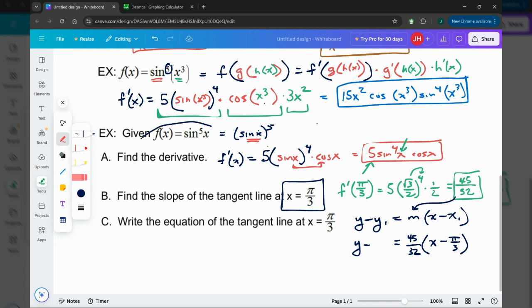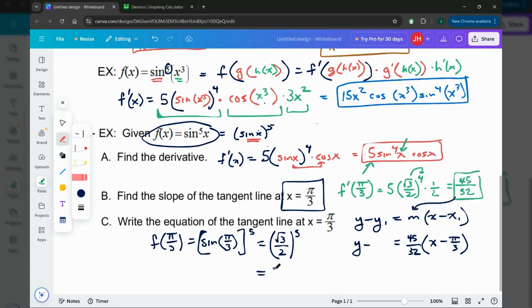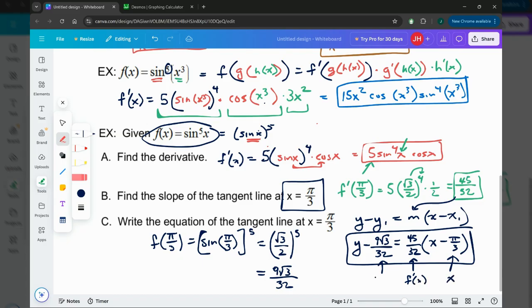Well, the original function is f of x equals sine of x to the fifth power. And we have to find this value at pi over 3. Well, what did we say sine of pi over 3 was? It was radical 3 over 2. And if I raise that to the fifth power, I'm going to get basically 9 radical 3 all over 2 to the fifth, which is 32. So I'd have to put that number right here. To write a tangent line, you need an x value. Plug it into the original function, you can find the y value for your coordinate. Plug it into the derivative, and you can find your slope. And we did a tangent line problem here with trig.